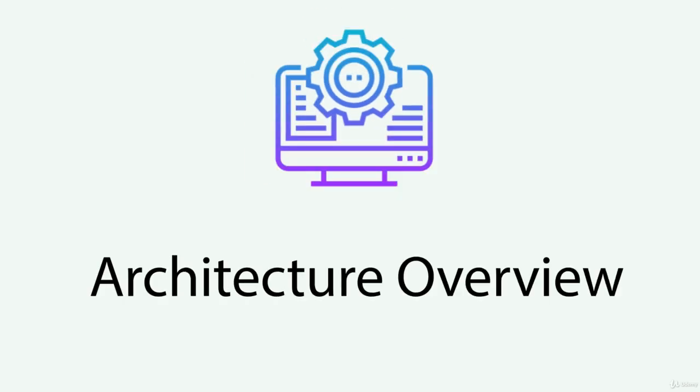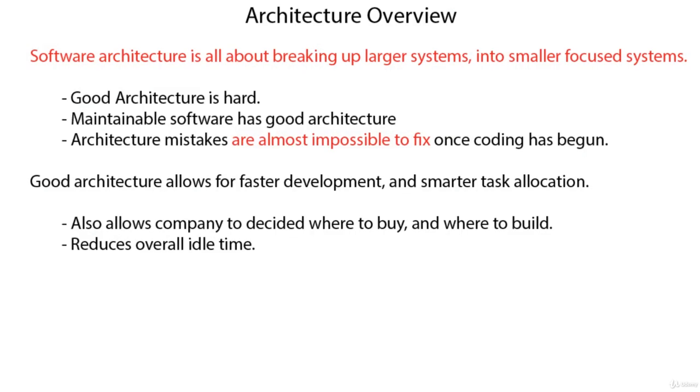Let's begin our discussion on architecture with the reason that we want to cover it, and that's software architecture. How does architecture apply to the software development process? Well, software architecture is all about breaking up larger systems into smaller, focused systems. This gives us a lot of different benefits, not only to reduce costs, but to help make it easy to develop, to help make it so our engineers aren't standing by idly waiting for other people, and so many other different things. So, a couple of key aspects here is that good architecture is hard.